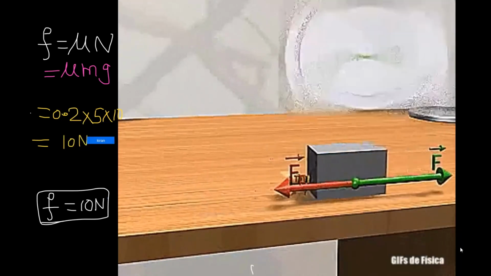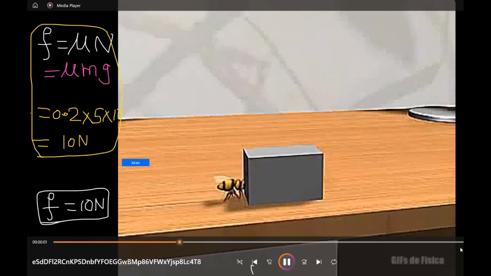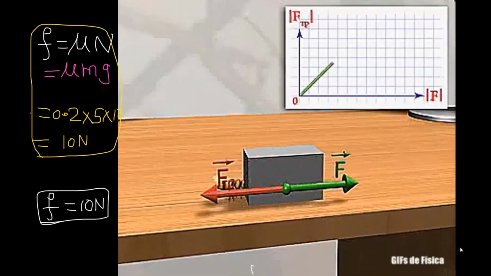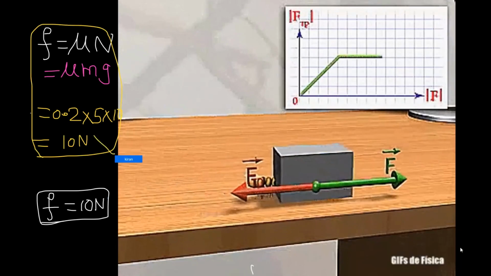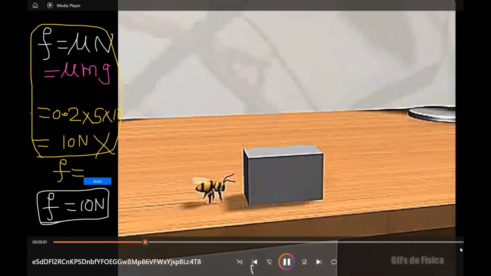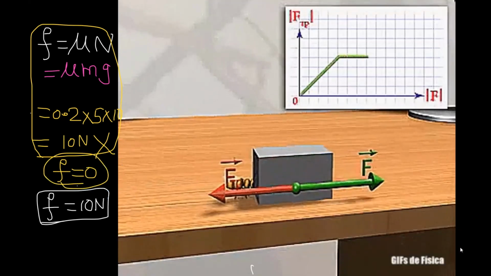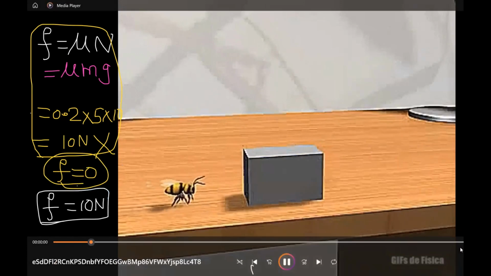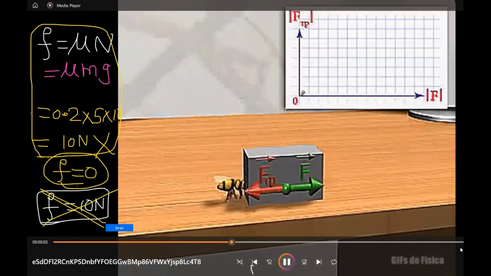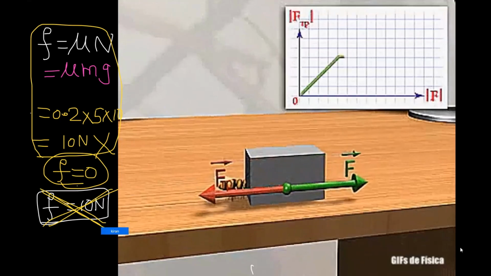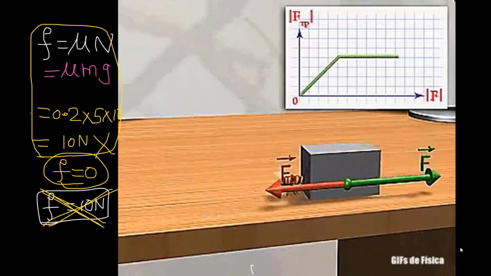Friction is not that easy. So what you did, you applied the formula, correct or not? But you know, the answer is 0. 10 is wrong. Why, I will tell you.